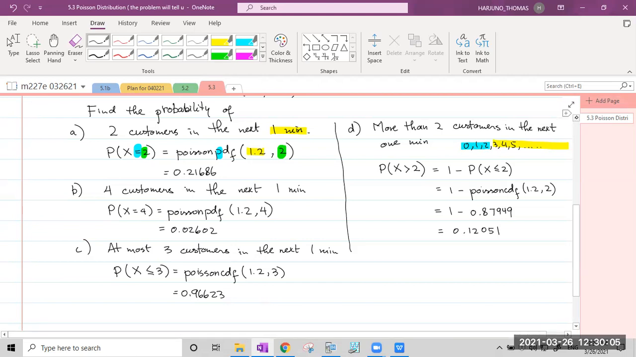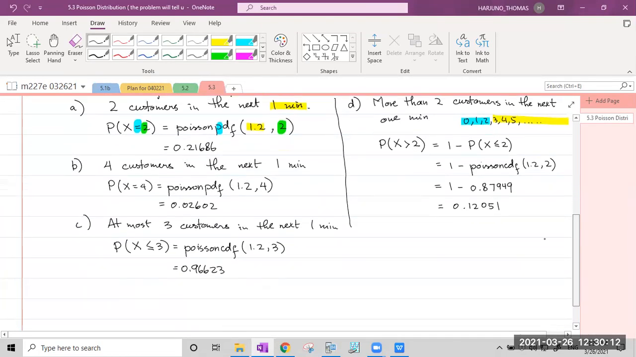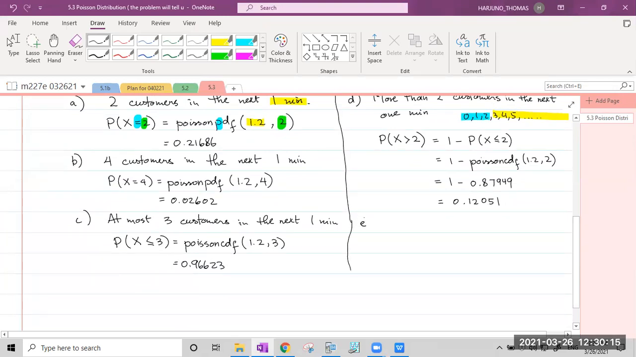Now, notice that this is the probability for what happened in the next 1 minute. What if I ask the question slightly differently? For example, what is the probability to get, let's say, 4 customers in 3 minutes? Not 1 minute anymore, but now it's in 3 minutes. So you need to see what is the average for 3 minutes. The mean is 1.2 per minute, right? Then what will the average be in 3 minutes? Multiply by 3.